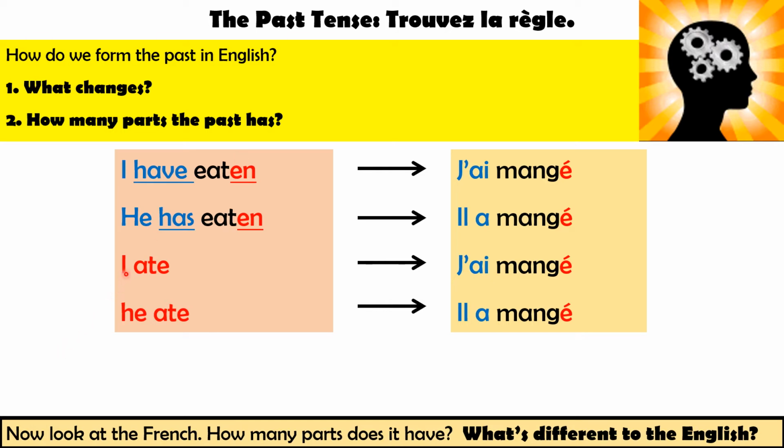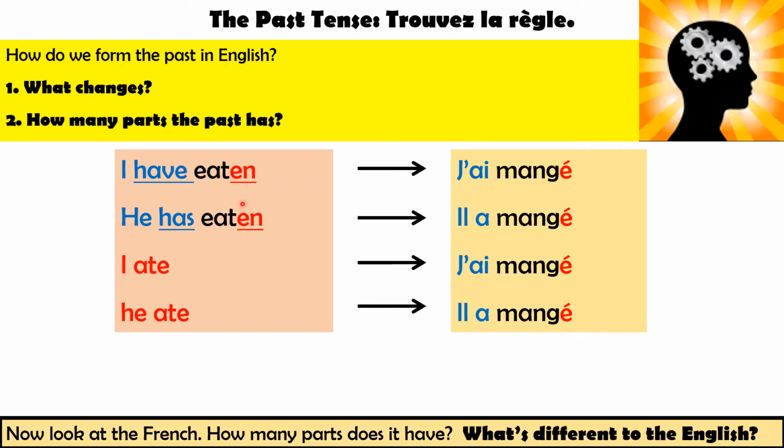I ate is also in the past tense in English. I can say this morning I've eaten breakfast, or this morning I ate breakfast. Both of them are in the past tense. However, in French it's different because in English we actually have two past tenses and we use them differently. I'm not going to go into that now, but we do, whereas in French there's just one.